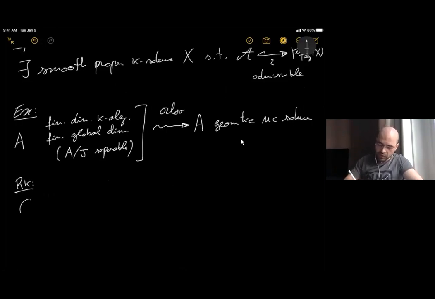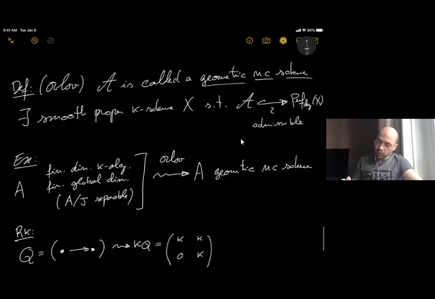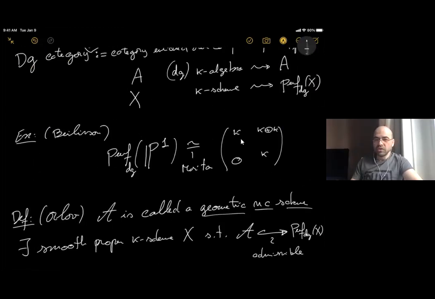So for example, suppose that you have this quiver where you have two vertices and an arrow. Then whenever you have a quiver, you can construct the quiver algebra associated to it. So if you take the quiver algebra, this is just the algebra of matrices of this form. But this is pretty close to that one, which was giving me the projective line.